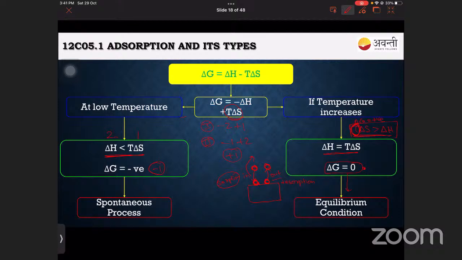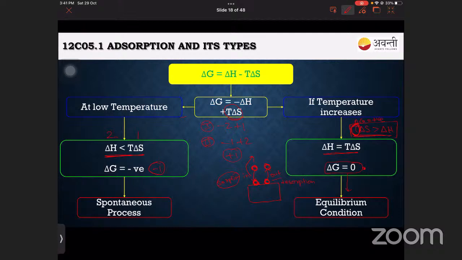The gas molecules will be returning to the air easily because of high kinetic energy of the gas molecules. Understood? What happens when delta H is less than T delta S? The adsorption will be a spontaneous process. And at delta H equal to T delta S, what happens? The adsorption and desorption processes will be in equilibrium. Both will happen simultaneously. How many molecules are being adsorbed is equal to how many molecules are desorbed.